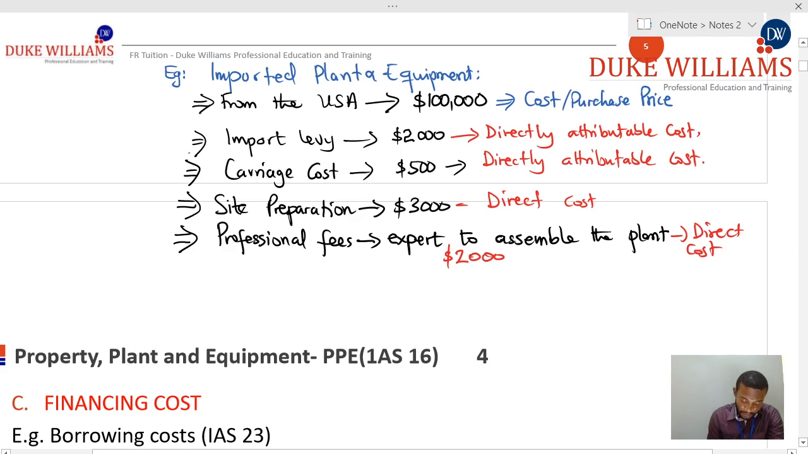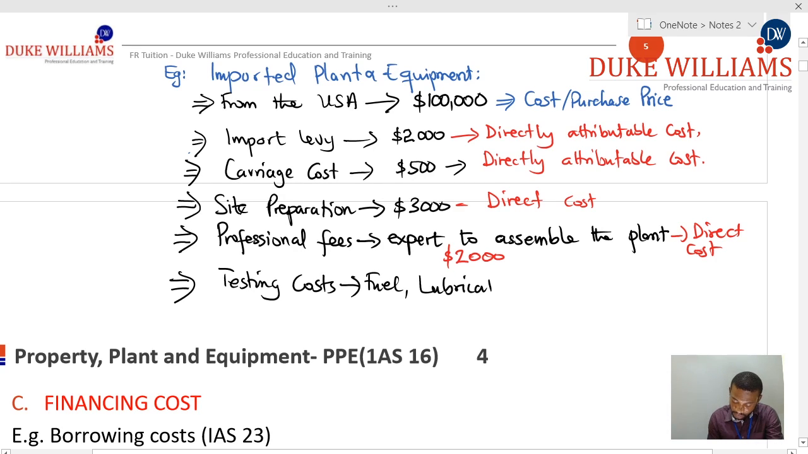Now, for us to see whether the machine is okay, we need to test. So there will be testing costs, and this testing cost could be fuel or lubricants. Or maybe we need some bolts and nuts, etc. And let's say that this cost us around another $300.